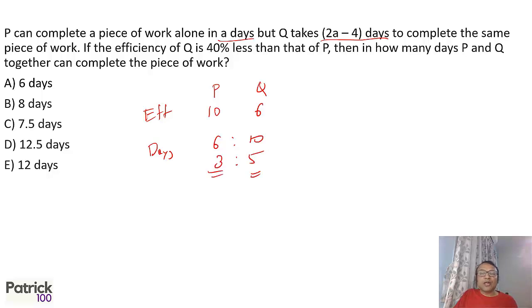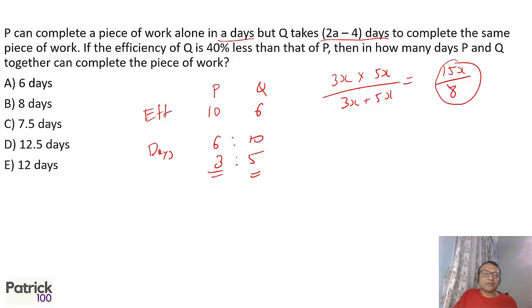One way of solving this is to assume 3x days and 5x days. When both of them work together, it will be A into B upon A plus B, which if you solve becomes 15x upon 8. Technically it should be a multiple of this. And the only option which is a proper multiple of 15 is 7.5, because it should be a multiple of both 5 and 3.